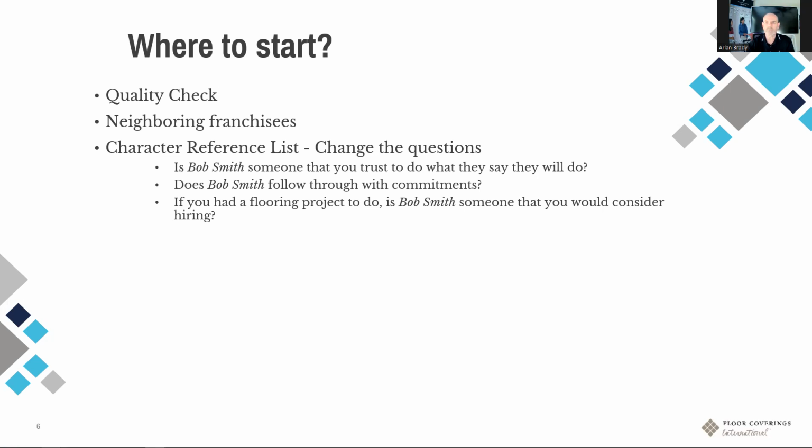It's sometimes possible to get neighboring franchisees to let you do the same thing. Now, that's a little bit trickier, and sometimes your neighbor will let you do that, and sometimes they won't. Another way that you can create a reference list without having any experience, and if you're a brand new franchise owner, you don't have a database, you don't have people you can go back to, is what I call a character reference list. So you would absolutely have to change the questions at the bottom of the list, right?